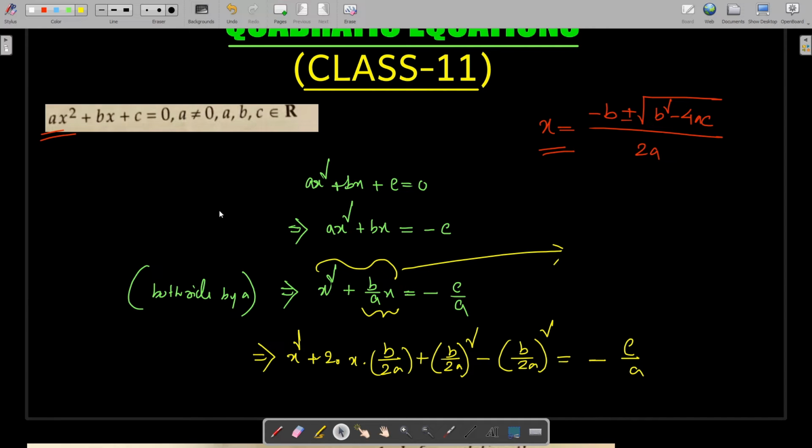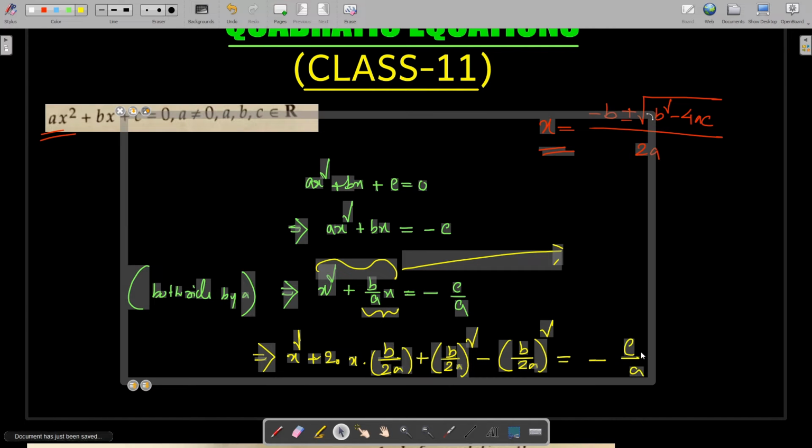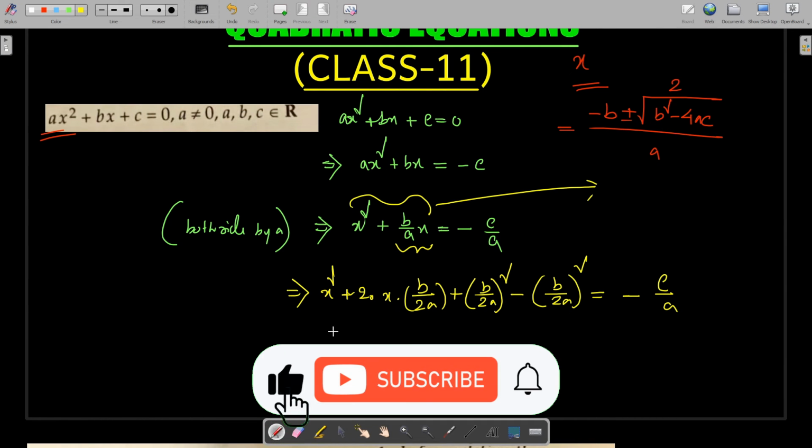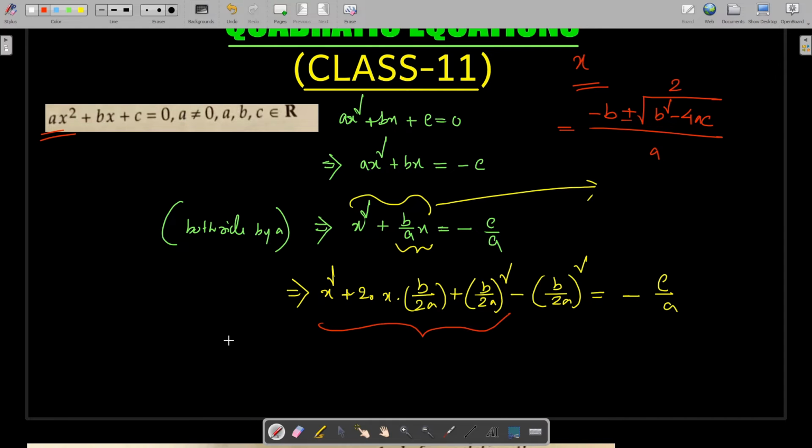Fine. After that, what can we do? Just a second. I left it over here. Yes. Now see this part. This completely looks like a plus b whole square. So what I'm going to do, I will write it will be x plus b by 2a whole square. And I will take this b by 2a whole square on the other side. So it will become what? B square by 4a square minus c by a. I hope all of you understood till this point.